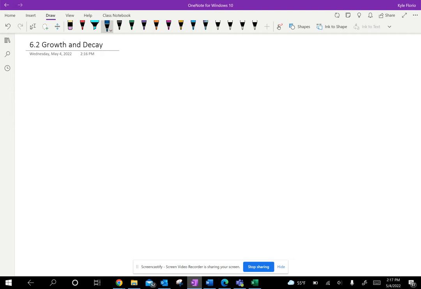So the two things that I want to get out of this: use separation of variables to solve some simple differential equations. And instead of writing differential equations, I'm just going to call them DEs. And then the other idea is we're going to solve one, and then we're going to come up with an exponential function that is the solution, and we're going to use exponential functions to model growth and decay in applied problems.